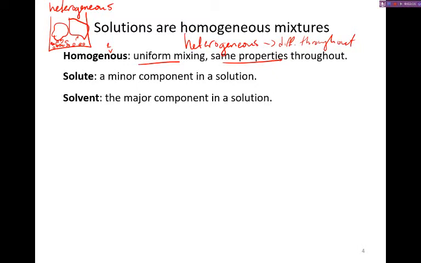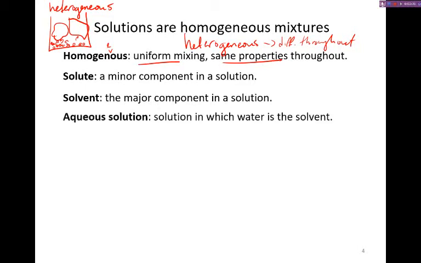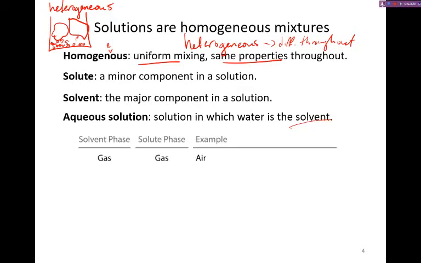The solute in a solution is the minor component, the smaller amount, whereas the solvent is the major component, typically has the larger mass or larger volume. And an aqueous solution is specifically a solution in which water is the solvent. So we can get other types of solutions, ones that are not aqueous.